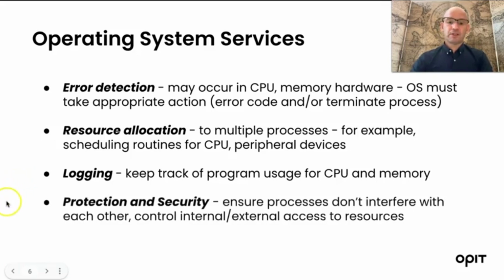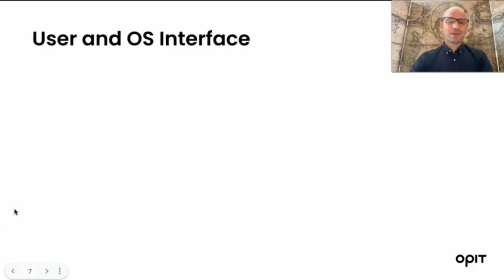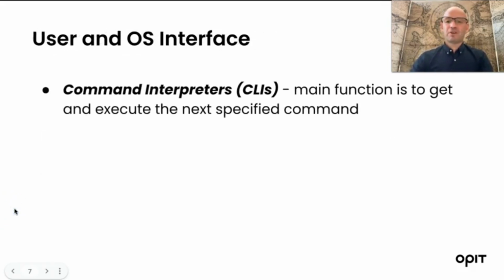And then protection and security, so ensure processes don't interfere with each other, and then controlling internal and external access to resources. So these are all things that an operating system should provide. Looking at the user and operating system interface, like I was talking about, just to go in a little bit more detail, the difference between a CLI and what a CLI is versus a GUI.